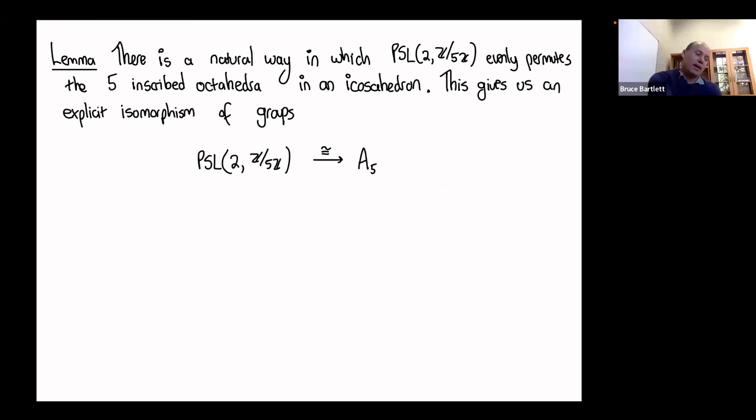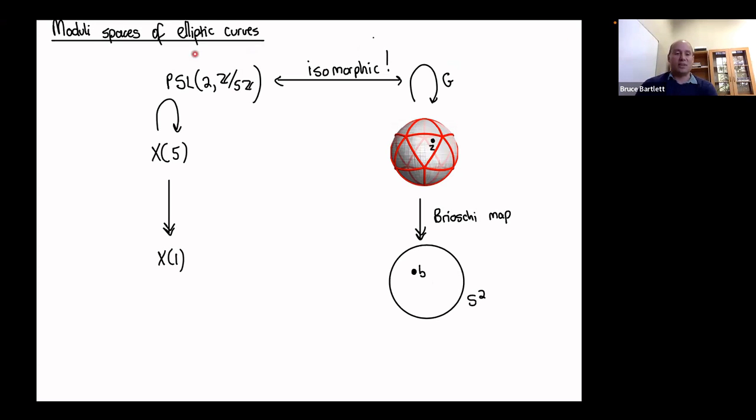Okay, so I want to write this down explicitly. There's actually a natural way in which PSL2(Z/5Z) works. So how does this work? How does the group of 2 by 2 matrices with coefficients in a finite field become isomorphic to the group of rotations of the icosahedron? We have to understand that in order to get a projection between these two mathematical structures.